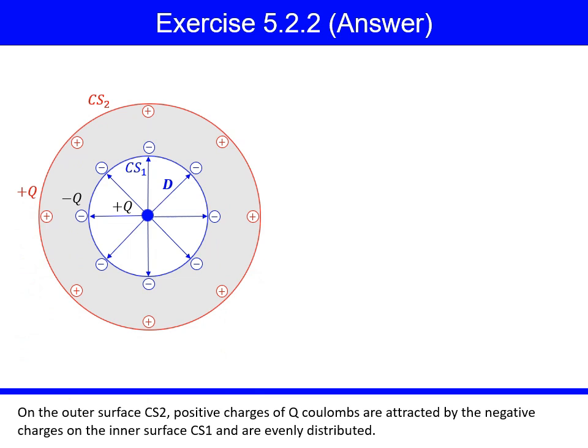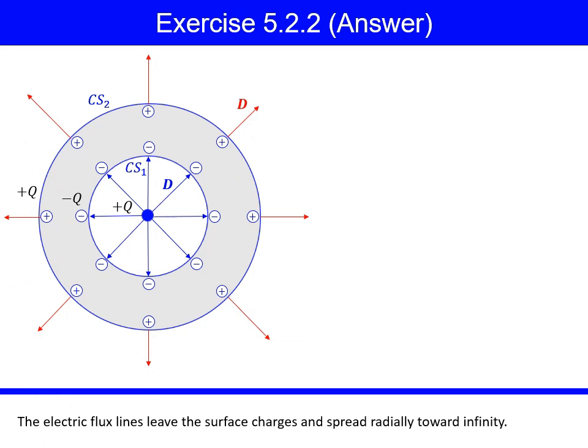On the outer surface CS2, positive charges of q coulombs are attracted by the negative charges on the inner surface CS1, and are evenly distributed. The electric flux lines leave the surface charges, and spread radially toward infinity.